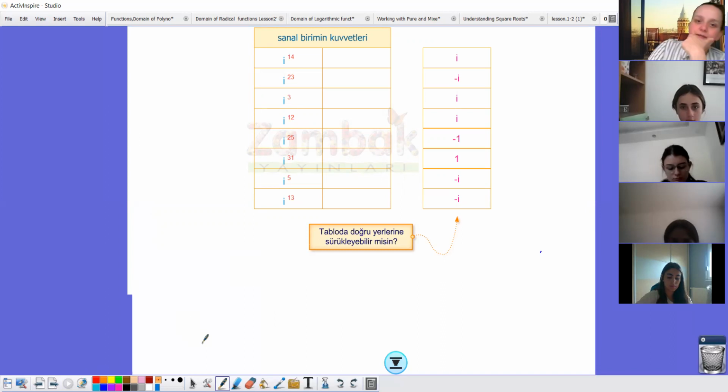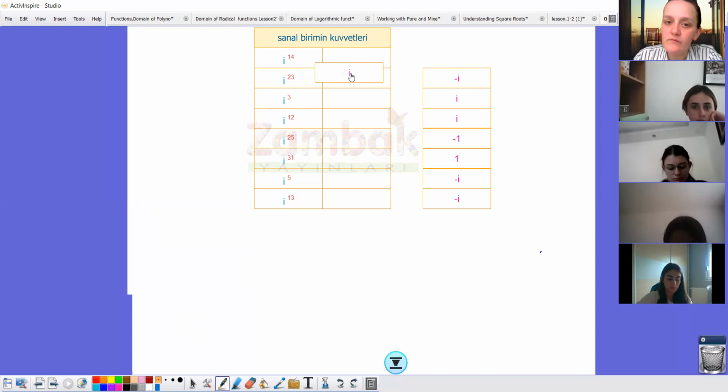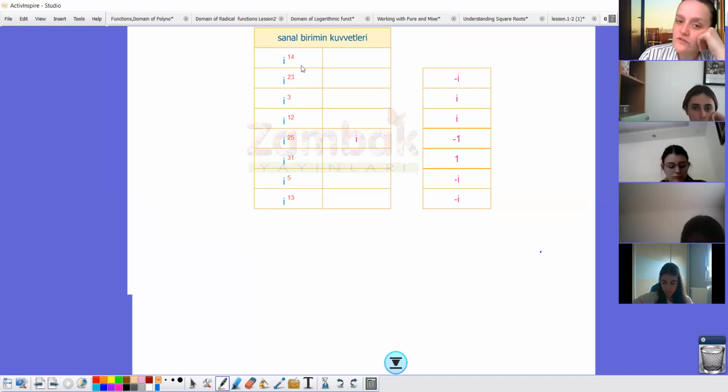Here it's like a game. You can take one of them to put in a look. When I am putting here, it's correct. So I have the I here. So what do you think? How will we find I to the power of 14? What will it be?